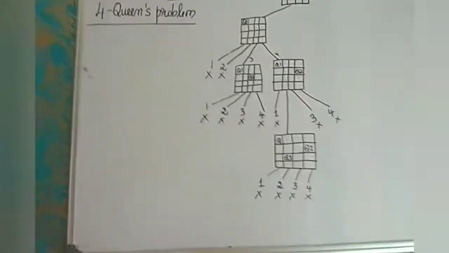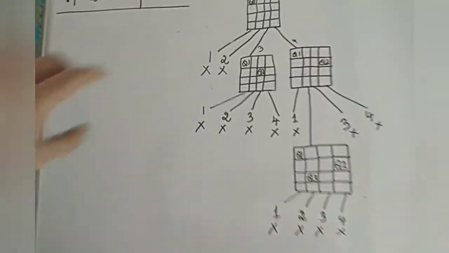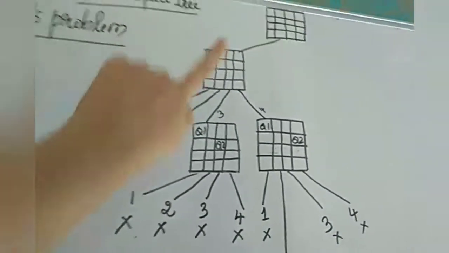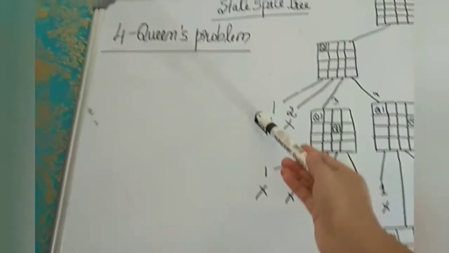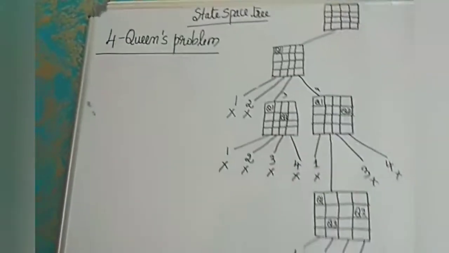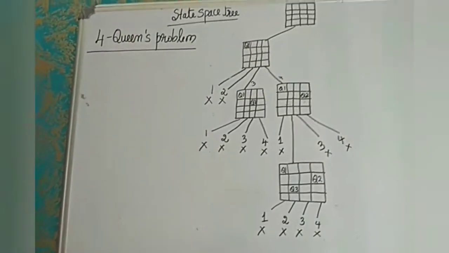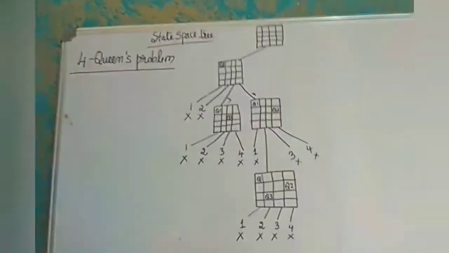No, that is not possible. Why? Because if you place it in the first column, it will get attacked by Q1, which is already placed in the first column. So you cannot use the first column. That means you cannot place Q2 in the first column.